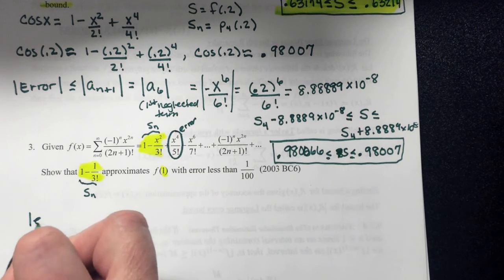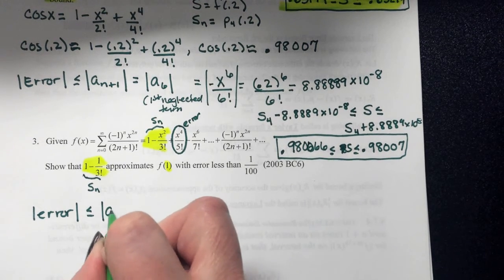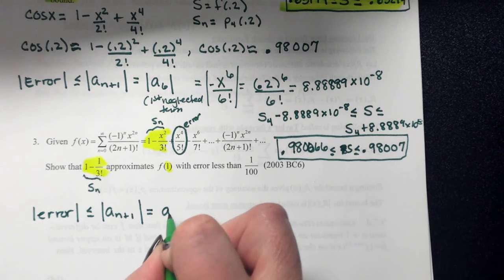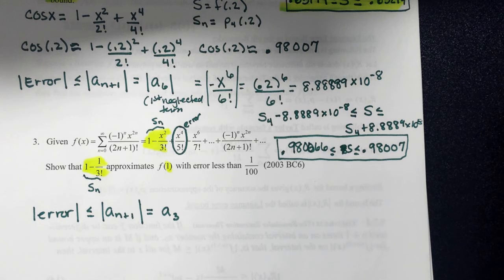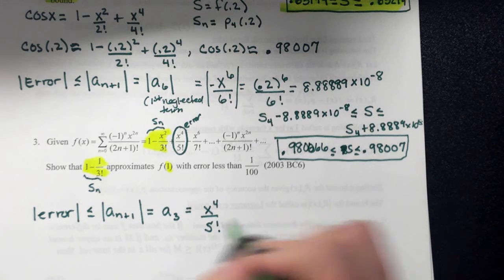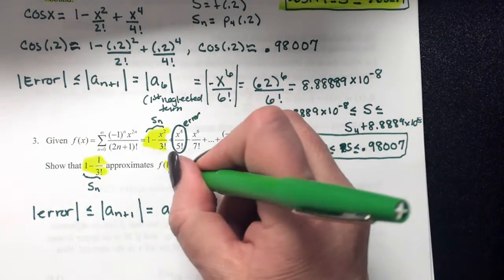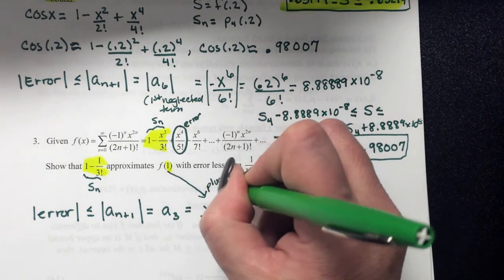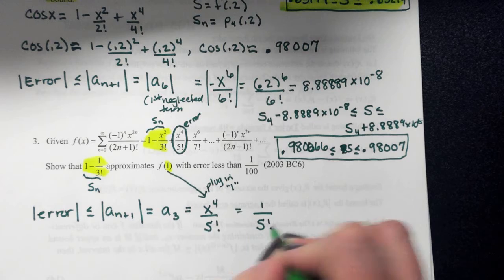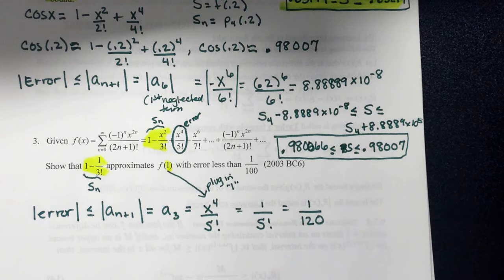So remember, the absolute value of the error when you're dealing with an alternating series has to be less than or equal to the absolute value of the first neglected term. And in this particular case, it's going to be my 3rd term, which is, in this particular series, x to the 4th over 5 factorial. Again, I'm using this to estimate f of 1, so I'm going to plug 1 in for x. So I'll end up with 1 over 5 factorial, which is actually 1 over 120.